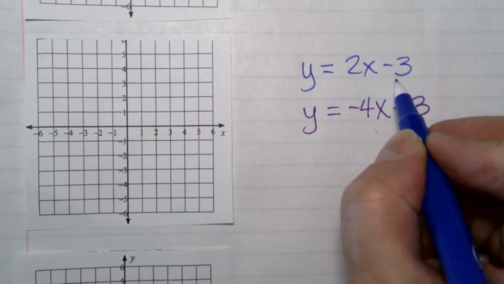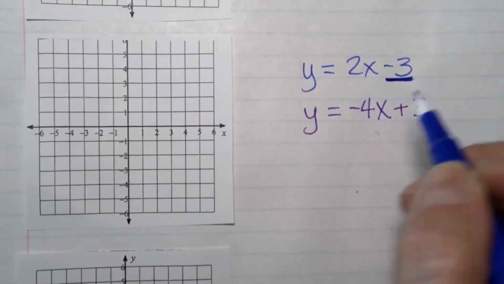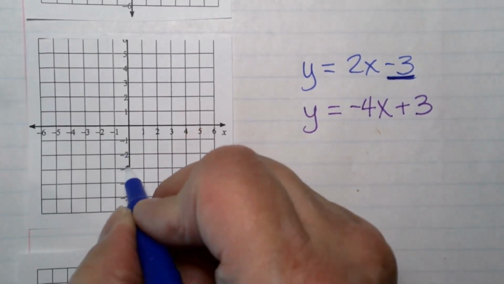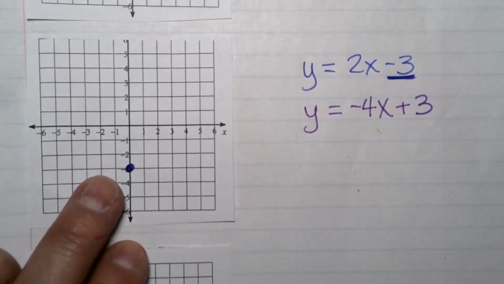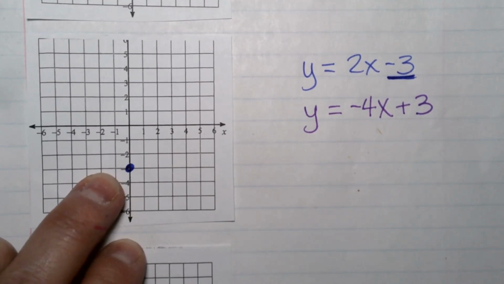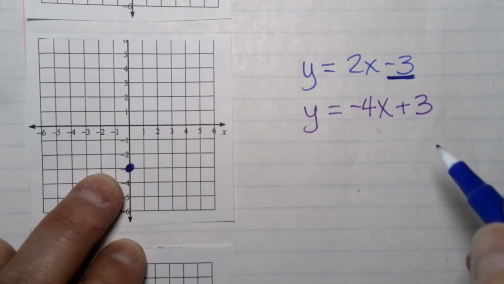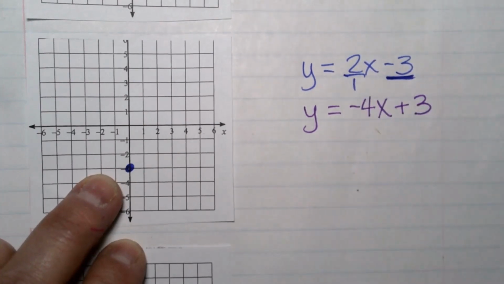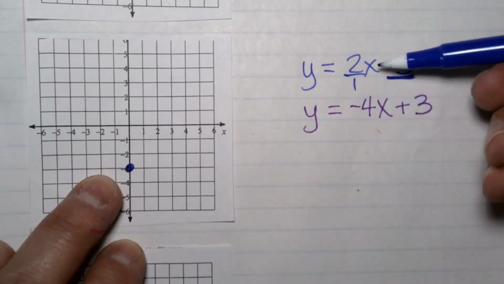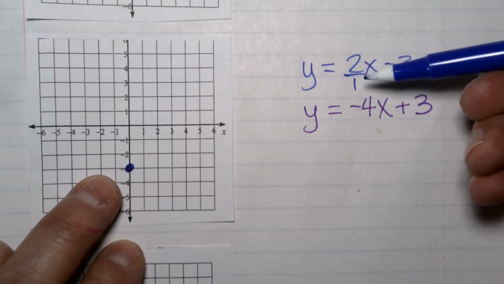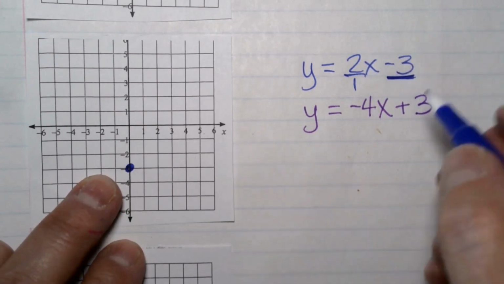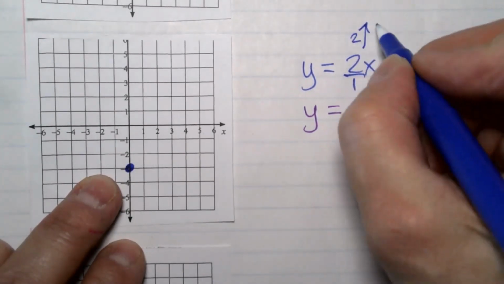2x minus 3. I'm starting with the minus 3, so I go down to the negative 3 and I do a dot. I'm going to go a lot faster this time, so stop me if you're missing something. My slope is 2 over 1. You're only going to see the 2. You have to know it's 2 over 1 or write it down. That means I'm going to go up 2 boxes over 1 box.